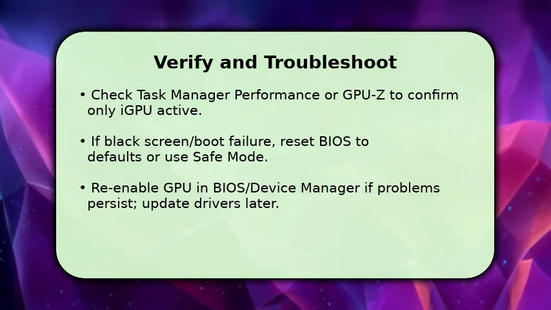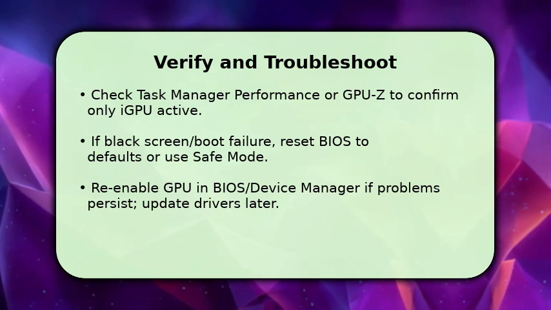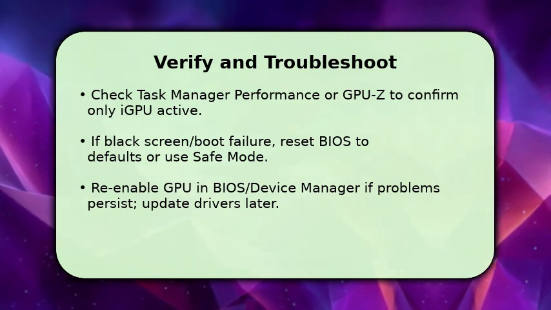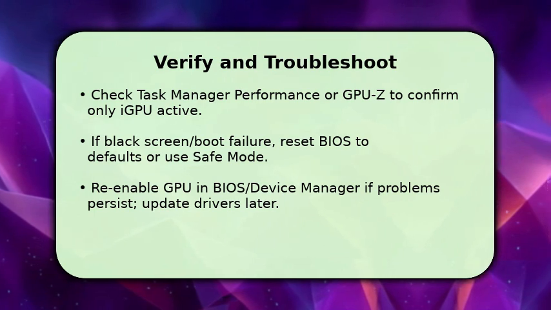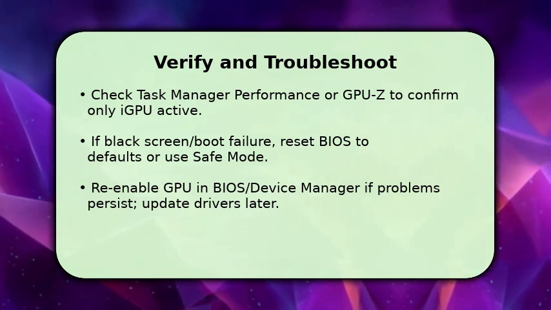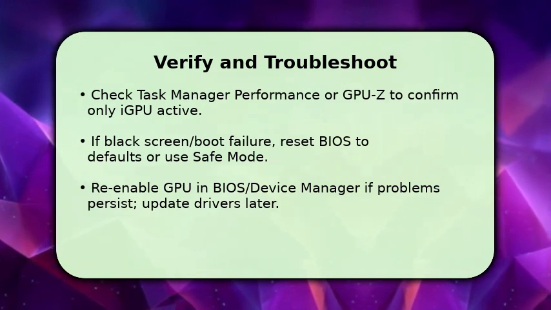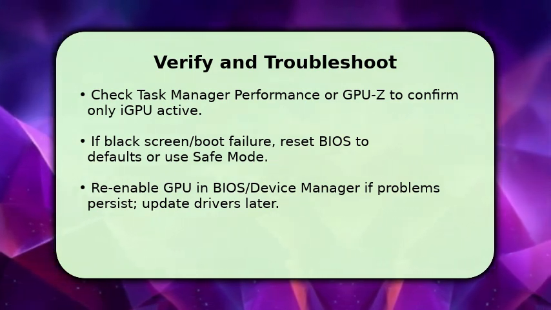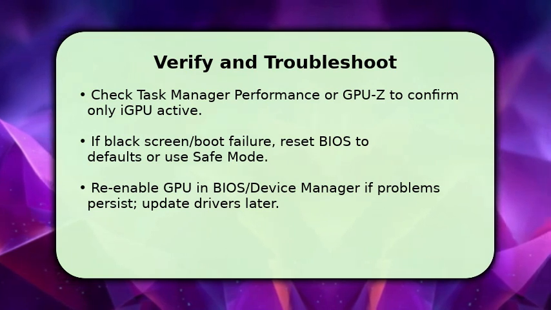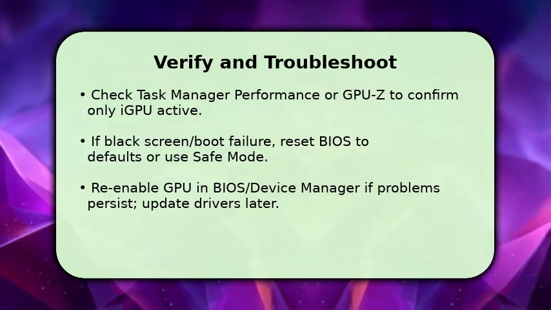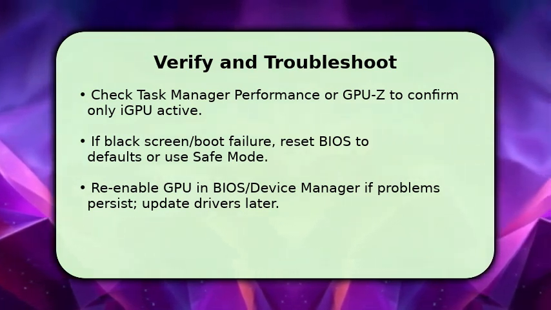If you encounter a black screen or boot failure, immediately power off and reset BIOS to defaults or enter safe mode to re-enable the device. Many ASUS laptops also offer a BIOS reset pin or F9 default. If disabling caused driver or stability issues, re-enable the DGPU and update drivers before retrying.